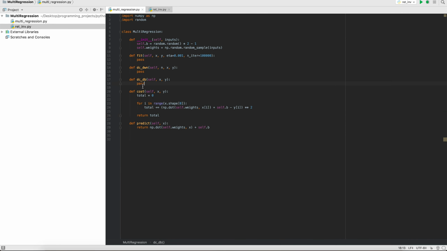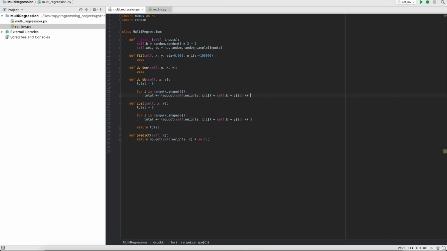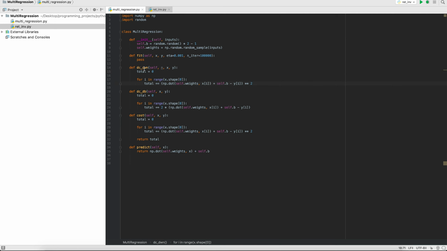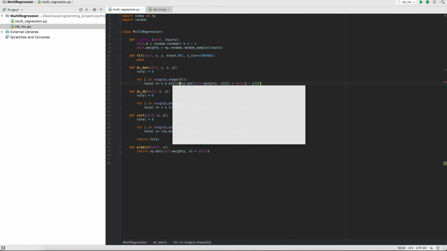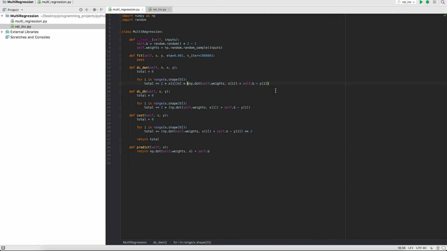Now let's do the same thing for the derivative of the cost with respect to b, which should be pretty similar to this. I'm just going to copy this. And this will just be, instead of squared, it's just 2 times that. 2 times that. And also very similar to the derivative of the cost with respect to the nth weight. Again, it's not going to be squared, it's going to be 2 times xi in n. Let me explain what's going on here.